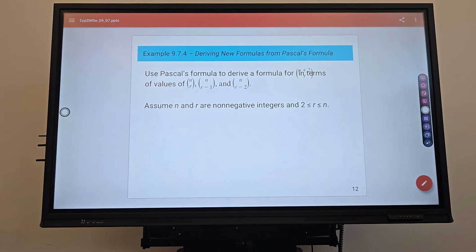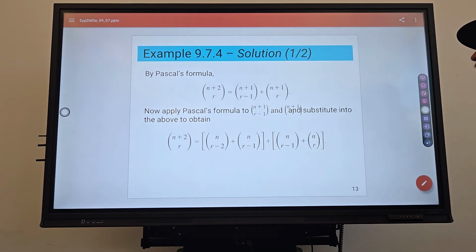Use Pascal's formula to derive a formula for n plus 2 choose r in terms of the values of n choose r, n choose r minus 1, and n choose r minus 2. Assume n and r are non-negative integers, and 2 is less than or equal to r, which is less than or equal to n. By Pascal's formula, n plus 2 choose r equals n plus 1 choose r minus 1 plus n plus 1 choose r.